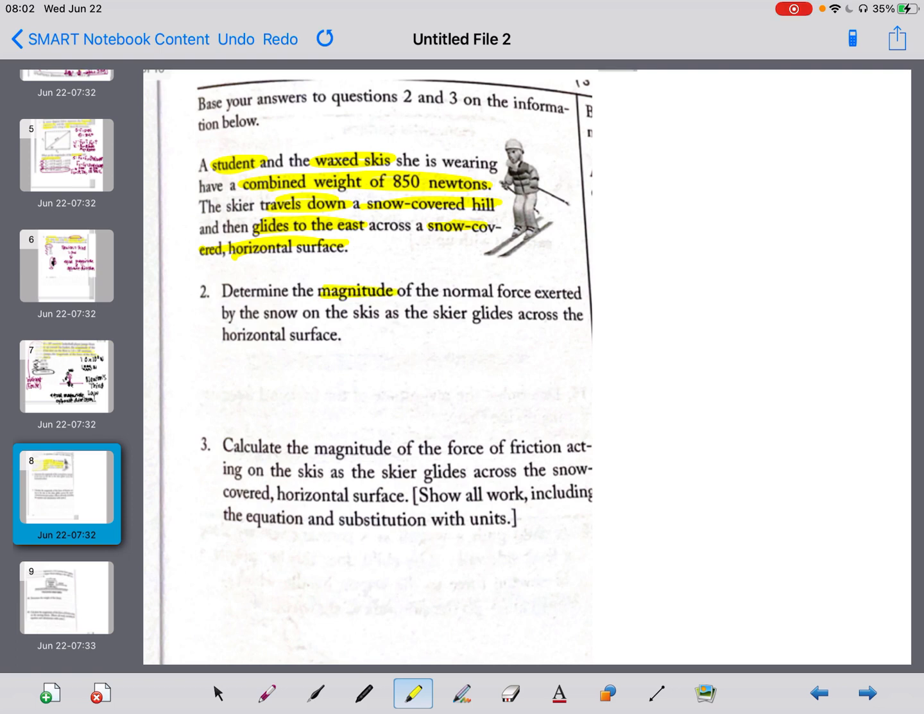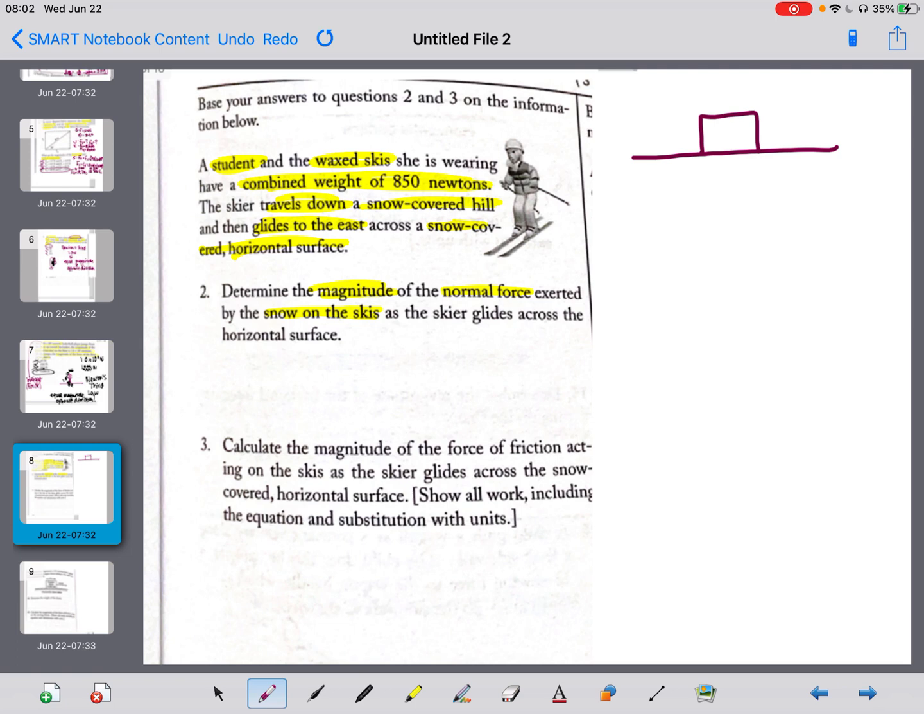Determine the magnitude of the normal force exerted by the snow on the skis as the skier glides across the horizontal surface. Okay, so I'm going to draw a little free body diagram right here. They don't tell us if she's traveling at a constant velocity. They don't tell us if she's at rest. Well, clearly we know she's moving, so she can't be at rest. We don't know if she's accelerating. We don't know that information.